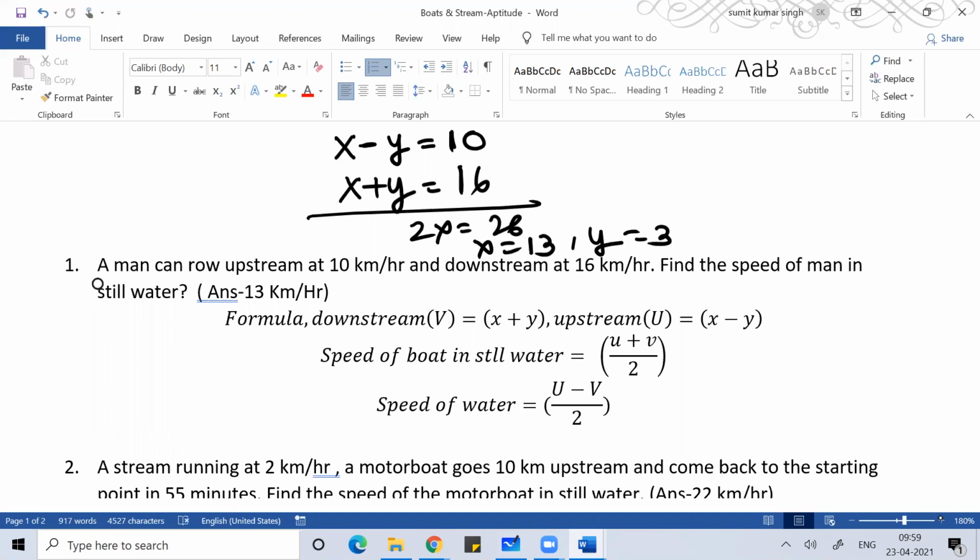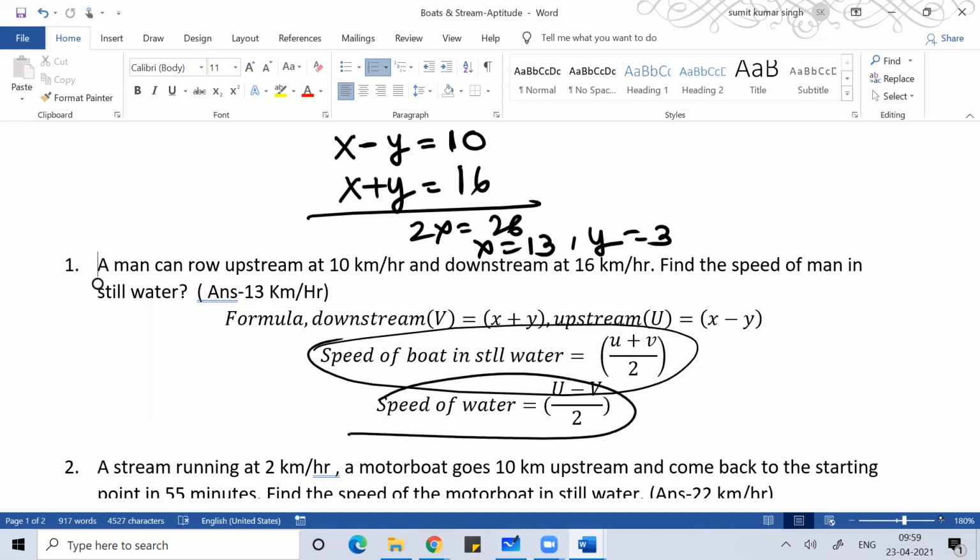This is a shortcut formula if you want the boat in upstream and downstream. If it is given and you want the speed of boat in still water, then add the upstream speed plus downstream speed, divide by 2. And if you want the speed of water, and upstream speed and downstream speed are given, then you should do downstream minus upstream divided by 2.